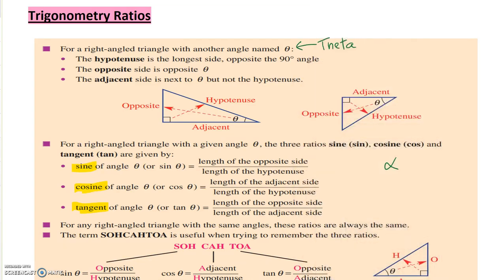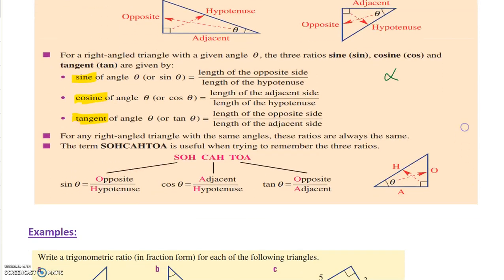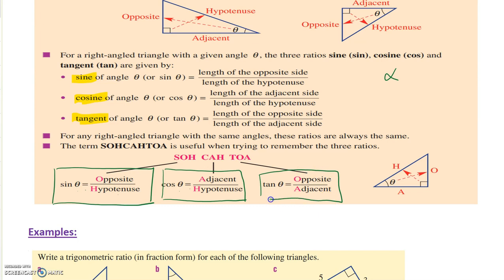And the way to find these three ratios, there's a rule. The sine of an angle, short form sin, is equal to the opposite side divided by the hypotenuse. That's one ratio. Cosine of an angle is equal to the adjacent side divided by the hypotenuse. Take note that there are some letters in a different color, and we'll come back to why that's the case. And the tangent of the angle is equal to the opposite side divided by the adjacent side.